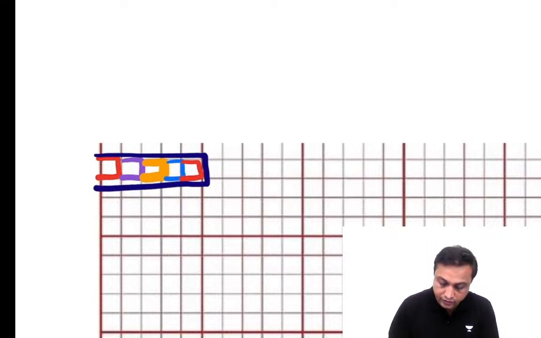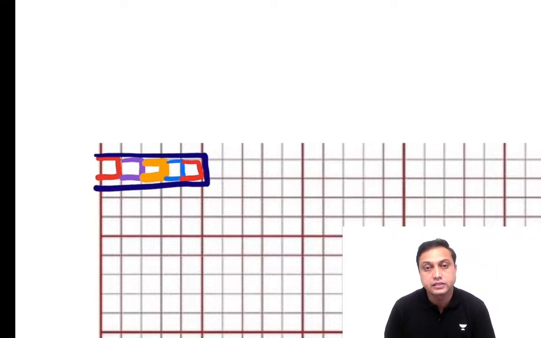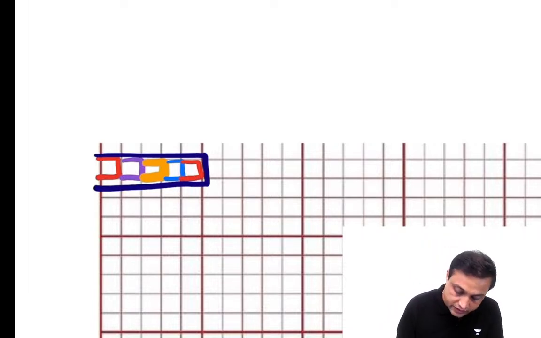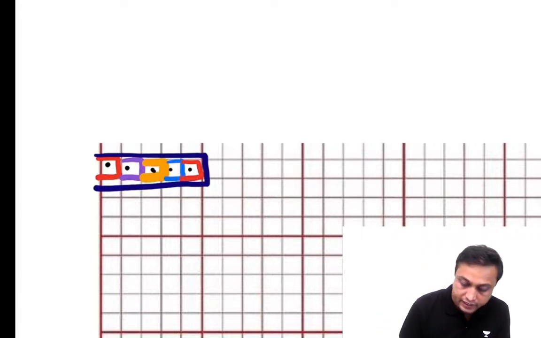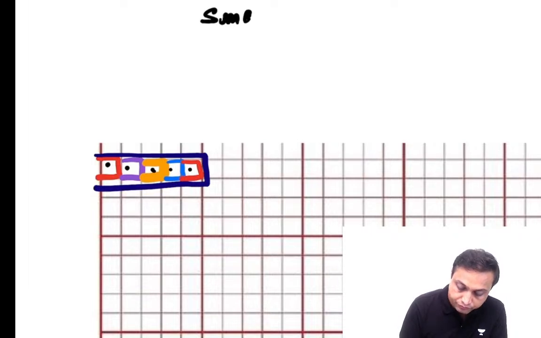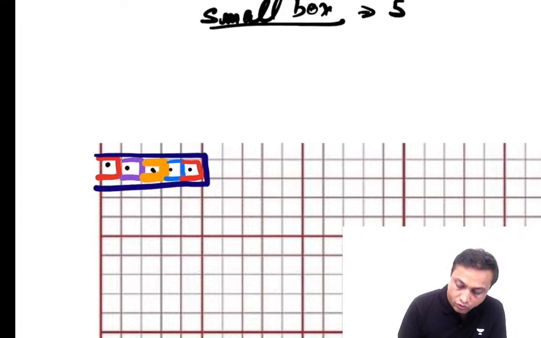Now look at here. Let's calculate that there is one big box, and in one big box, how many small boxes are there? 1, 2, 3, 4, 5. Amazing, na? That there are how many boxes, beta? Small boxes. How many small boxes? 5 small boxes.